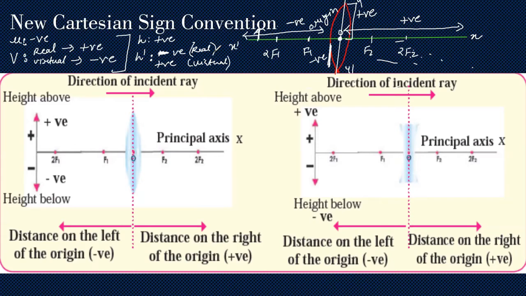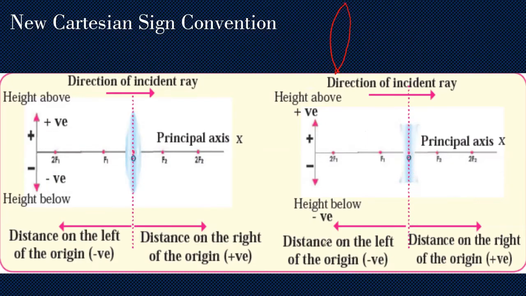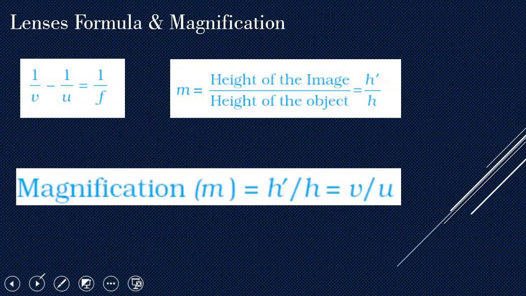So again, with the help of the diagrams, let us see this. Positive, negative, up and down. This is negative, this is going to be positive, right? This is the same for convex lens and for concave lens, the Cartesian sign convention is going to be the same, right? Let's proceed now. Now we have the lens formula and magnification.